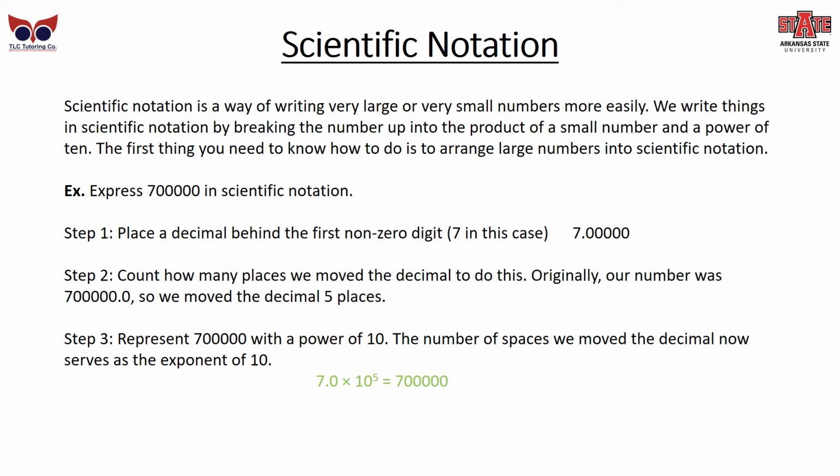You're going to move the decimal behind the first non-zero digit, in this case 7. So you're going to make sure you've got a 7, then the decimal point. And you're going to count how many places you moved that decimal. Since it was 700,000.0, you moved the decimal 5 places. Now you're going to represent 700,000 with a power of 10. Every space you move is like multiplying by 10. So I did it 5 times. 7.0 times 10 to the 5th is the same as 700,000.